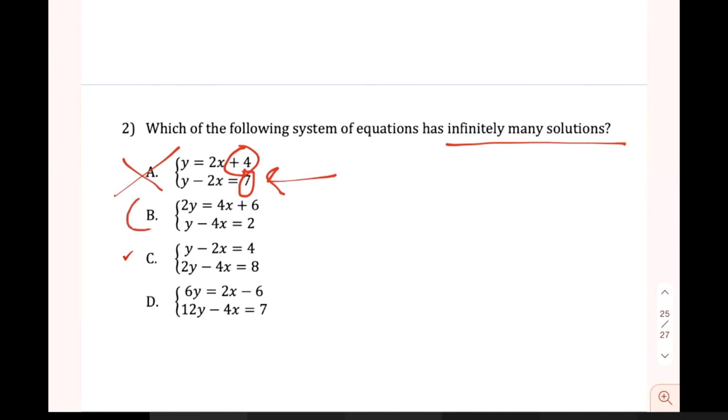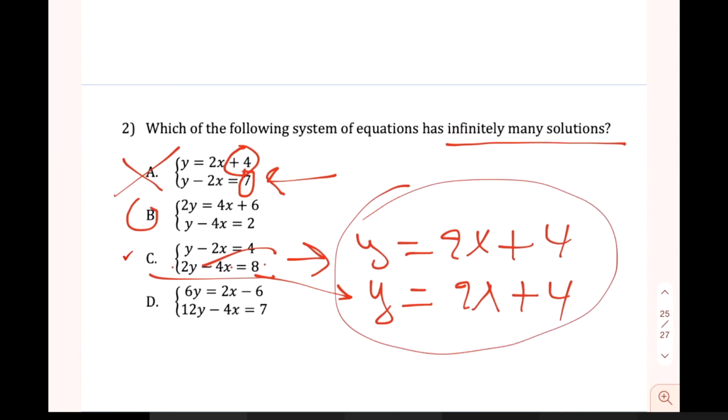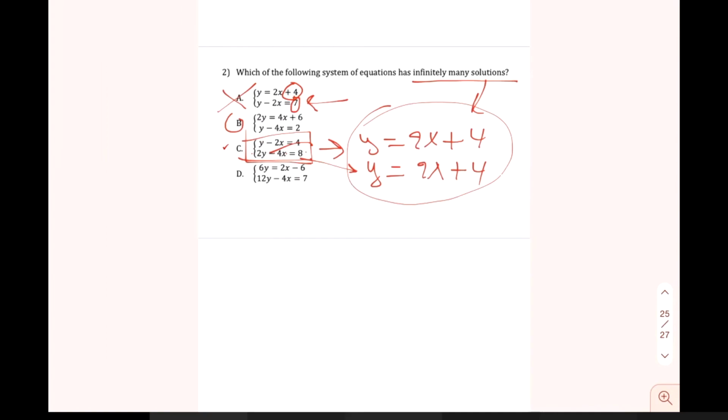This is exactly the same question as before. This one, y equal 2x plus 4, and y equal 2x plus 4. You know, this one, you can change it to 2x, divide by 2, you get y minus 2x equals 4, and then move the 2x, you get, as you can see, there are two equations that are equivalent. So this is your answer. And that's it.